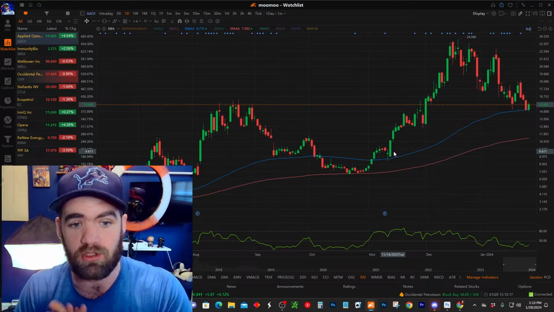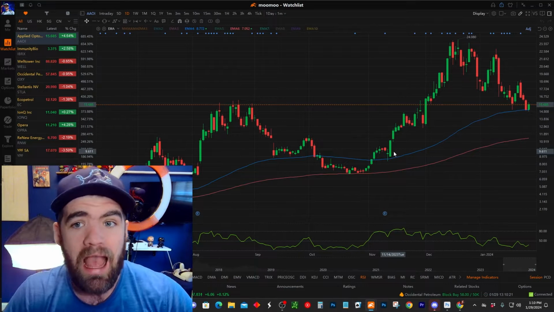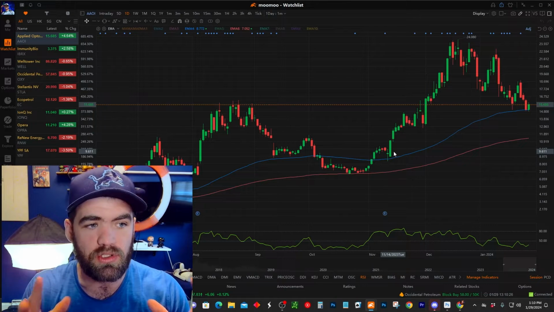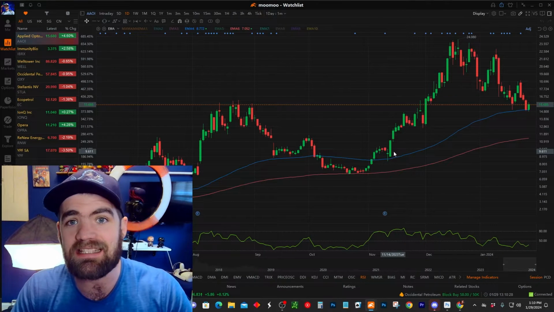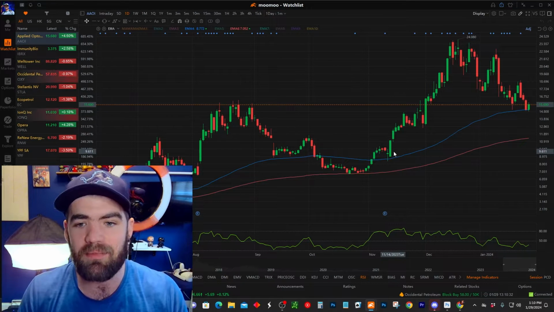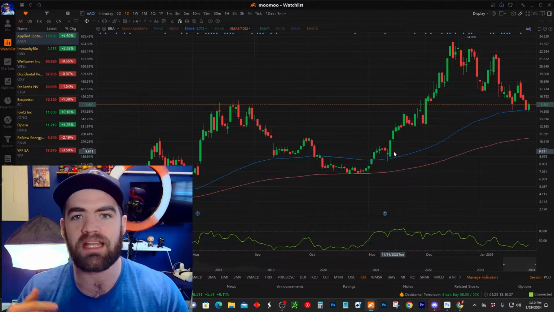So starting out with swing trading, what indicators do I use? Well, I keep things very, very simple. In my opinion, I think it's a lot easier to look at a chart that isn't covered with indicators. The reason why is because I don't want to get overwhelmed. I want to have full confidence. I want to understand what's going on.